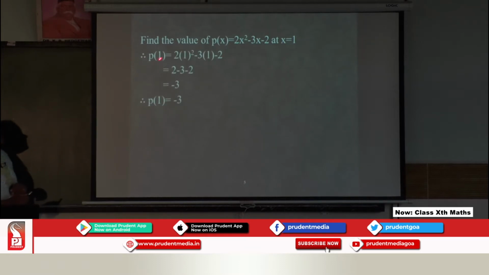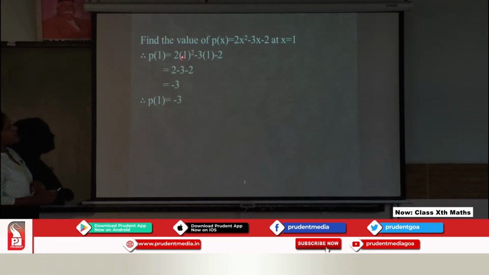So, here you get, therefore, P of 1 is equal to 2 multiplied by 1 square. Since here there is x square, I wrote here 1 square, minus 3 into 1. That is 3x, means 3 multiplied by 1, and the last one is minus 2. So, what do I get? 1 square is 1, 1 into 2 I get 2, minus 3 into 1 is minus 3, and minus 2.